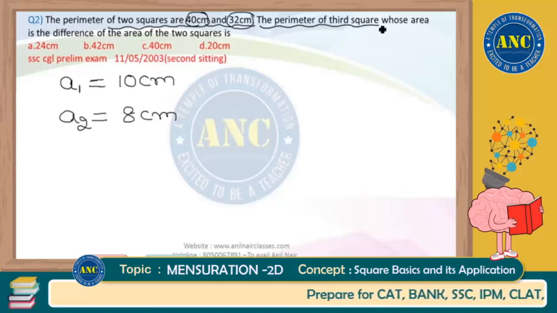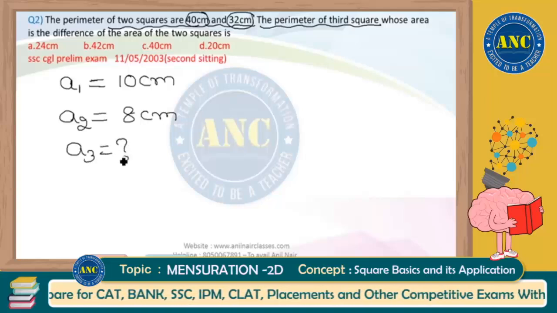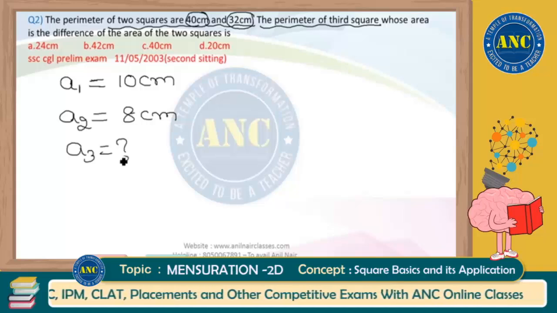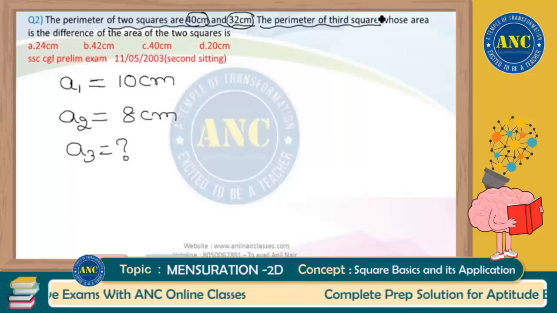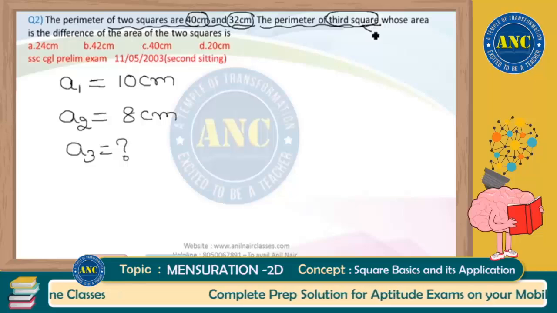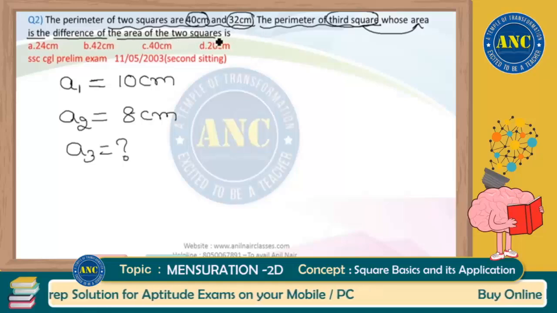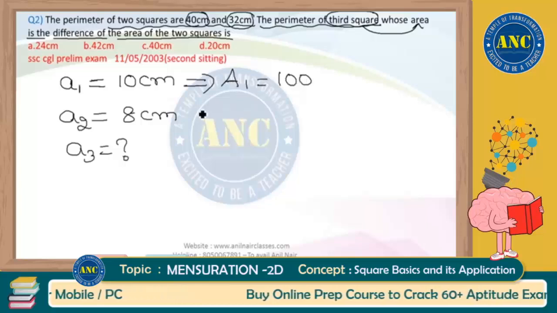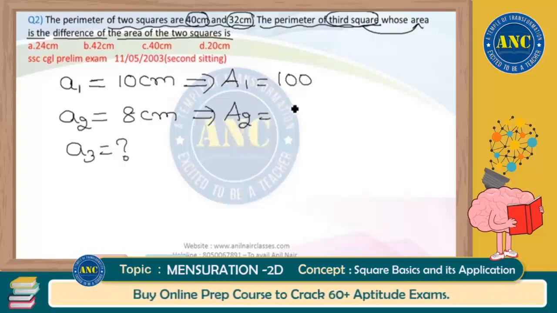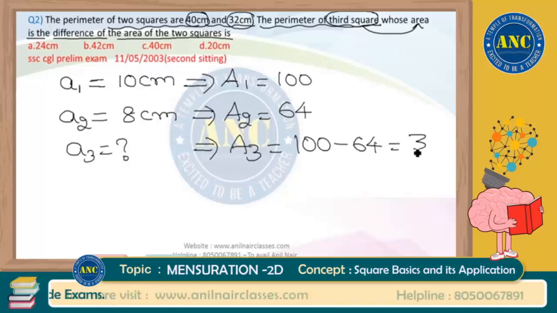I am interested in finding the value of a3, right? Because if I know the a3 value, the perimeter of the third square is nothing but 4 times a3. I can easily get the answer. This third square has an area equal to the difference of the areas of the two squares. The area of the first square is 10 squared, 100. The area of the second square, capital A2, is 8 squared, 64. The area of the third square, capital A3, is the difference, 100 minus 64, which is 36.